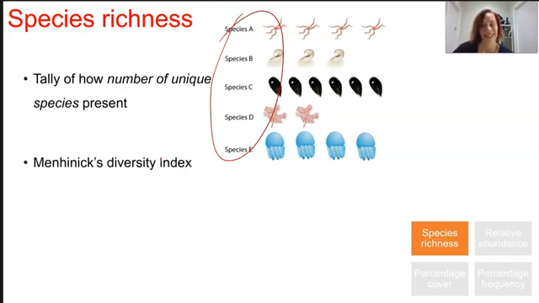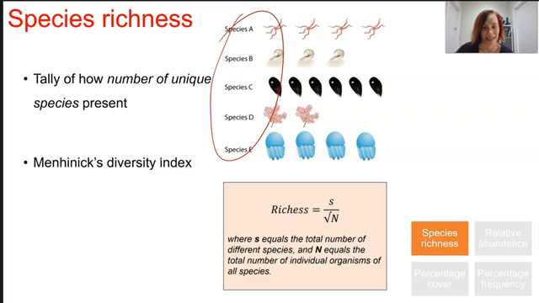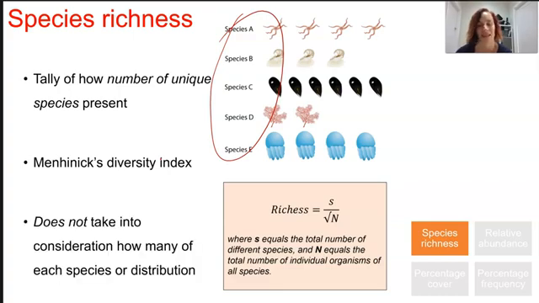Now, we use Menhinick's diversity index to calculate that, and it takes on board the number of different species and the total number of organisms present. There are so many other different indices that do similar jobs as well, not just Menhinick's. So interestingly though, it doesn't take into consideration how many of each species, nor how they're distributed.